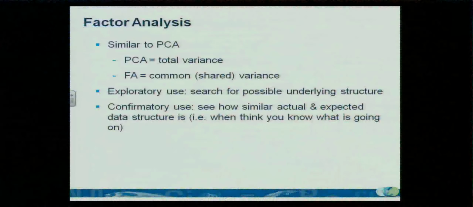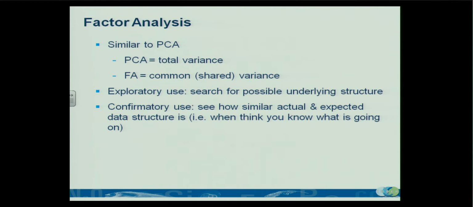The main difference is what you're looking at. In a PCA, you're looking at total variance in your data. In a factor analysis, you're looking at the shared variance. So not the novel parts, but the shared variance that's inside that data. It's really just looking for latent underlying structure in that data. So most of the time it's used for exploratory data use.